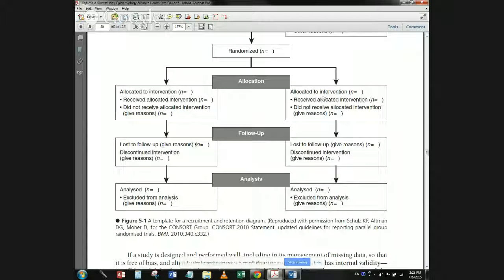So you're given two kinds of intervention, and then you have to follow up that patient. Now you could lose that person, or for some reason, the intervention was discontinued, and finally, analyzed or excluded. Then you analyze it and see why it was not analyzed.